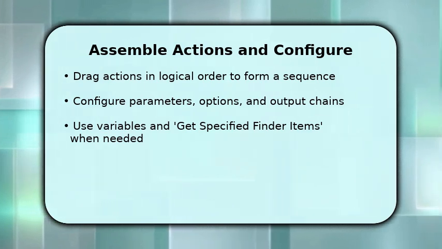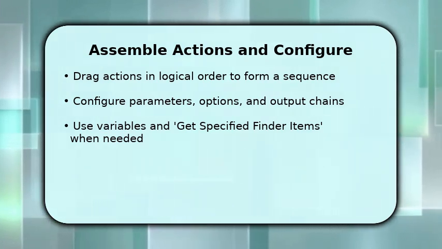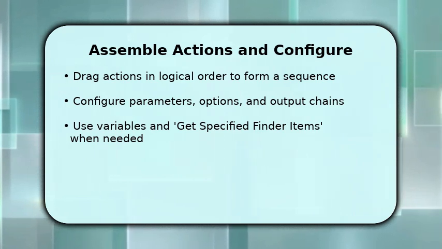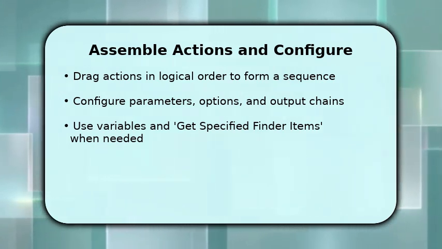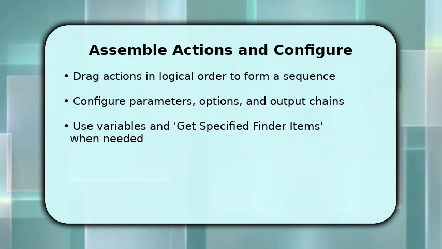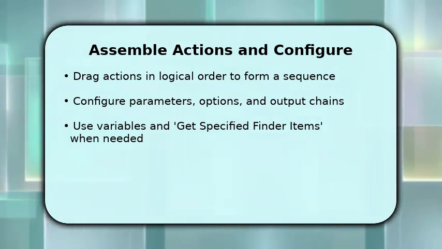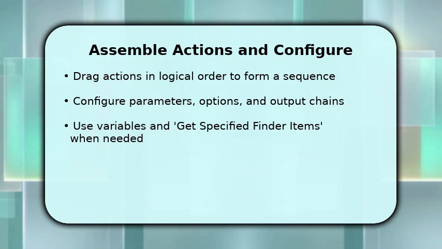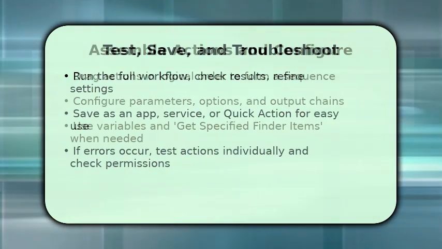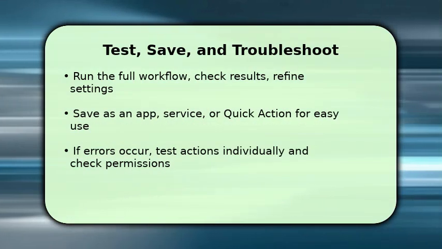For example, use get specified Finder items, then apply image settings or rename Finder items. Once done, test small parts with run to catch errors, and insert variables or loop actions if you need. You finish by running the complete workflow and observing results so you can refine any settings and ensure output matches expectations.